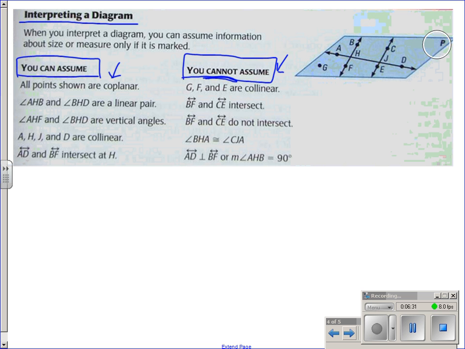All right, the whole idea here is what are you assuming is true and what you cannot assume is true. Okay? I guess the last one, line AD is perpendicular to line BF. Perpendicular, you'd be looking for that little right angle square kind of thing right there at the vertex, or angle AHB is 90 degrees. It looks like it might be, but again, no information there to say, yeah, this is true. So if that information is not there, you cannot assume that.